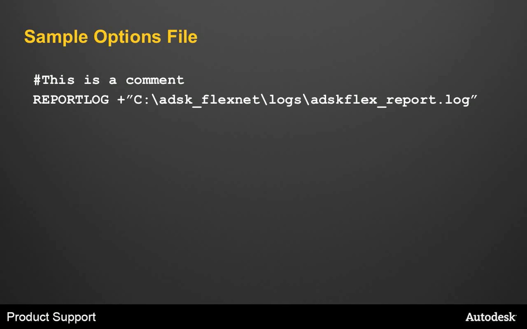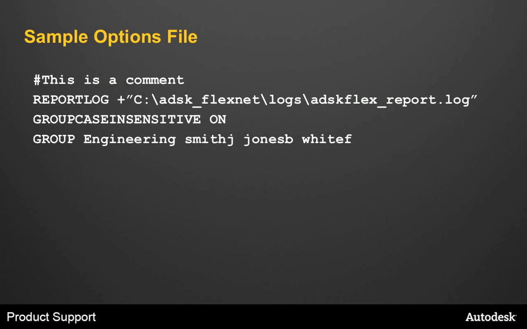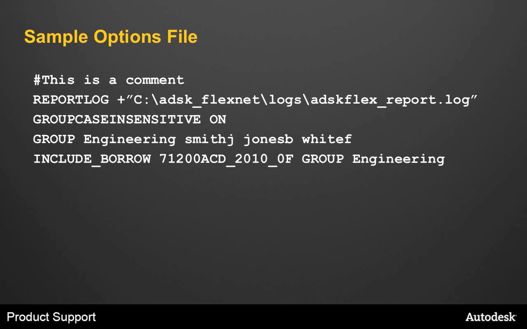The report log line creates an activity report for use with SAM Report Lite. So if you add this in here and designate where you want the report log to go, it'll generate a report log, and you can read that using SAM Report Lite. Then I set group case insensitive on, and then I defined an engineering group consisting of those 3 people, and I've specified that the engineering group is allowed to borrow licenses of AutoCAD 2010.